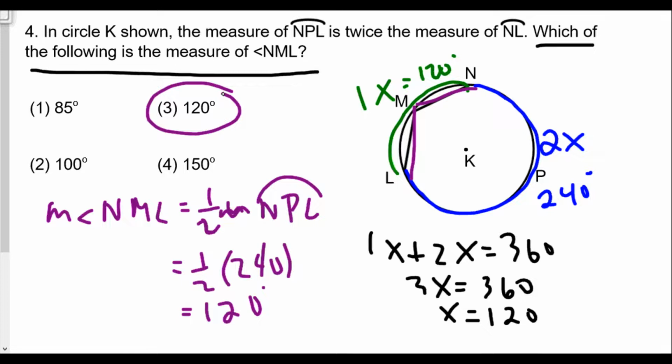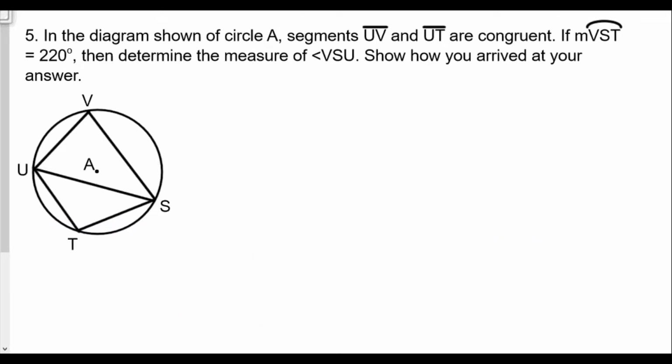Question number 5. Very complicated looking. So in the diagram, circle A, segments UV and UT are congruent. So little congruent segments. And if arc VST is 220, so arc VST is going to be this much, then determine the measure of angle VSU, this inscribed angle here.